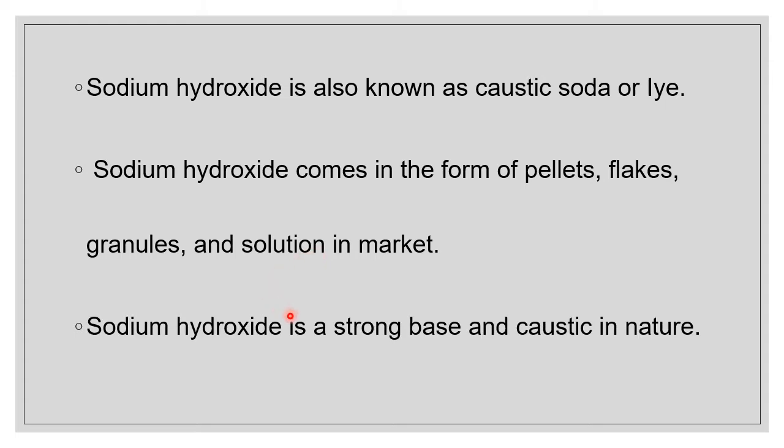Sodium hydroxide is a strong base because sodium and potassium hydroxides are the best and strongest bases, and caustic in nature. Caustic means what? It corrodes. It reacts with the skin. It gives a burning sensation to the skin like acids. Therefore, it is not touched with bare hands. Use gloves properly or an apron. So caustic means burning sensation, or it corrodes the skin. That is the meaning of caustic.